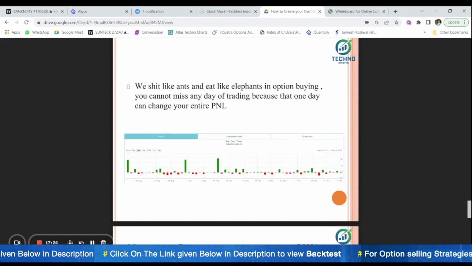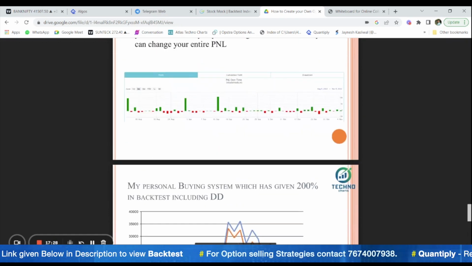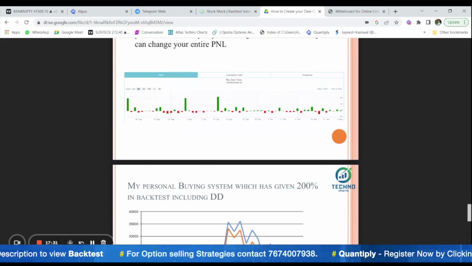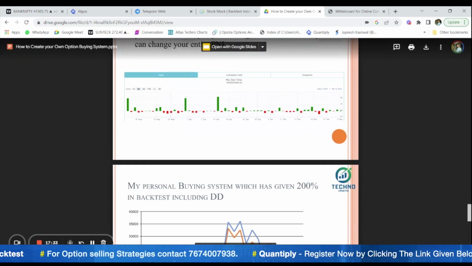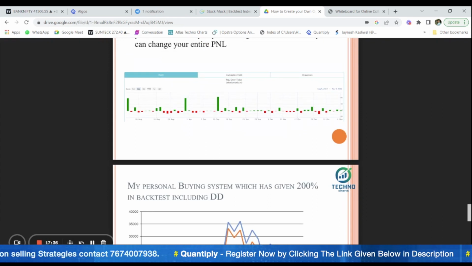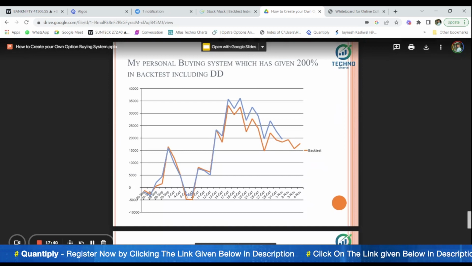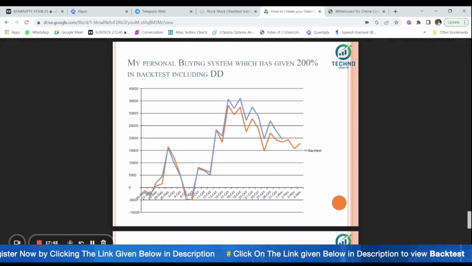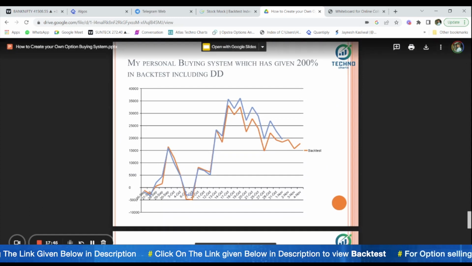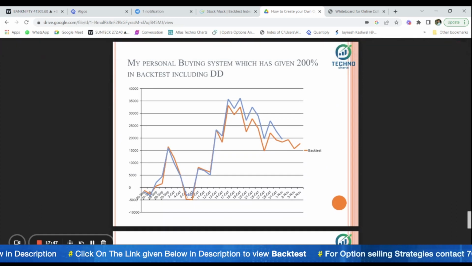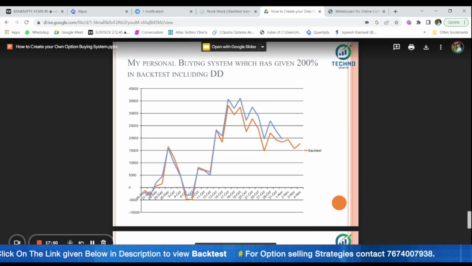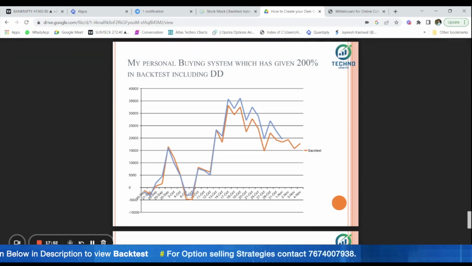Basically, we lose like ants and win like elephants in option buying, and you cannot miss any day of trading, because one day can change your entire P&L. As you can clearly see, these huge profit bars are really important, because if you miss this day, then your system would collapse in this scenario, right? This is currently my personal option buying system that I've been running for around 45 days now, and it has given me around 20% returns. But the highest returns it had given me was around 35%, and after that we are in a drawdown of around 15-20,000 rupees, right?